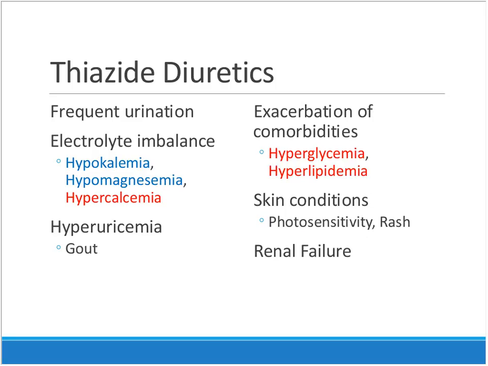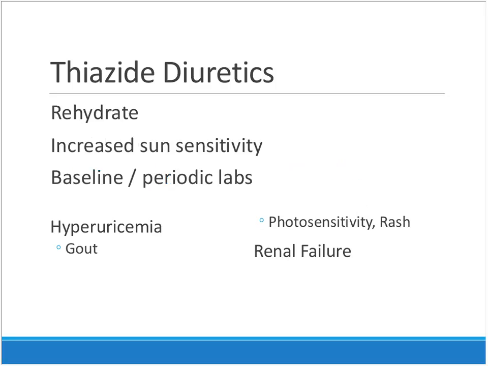These agents should also be avoided in patients who are prone to gout and renal failure due to increasing the amount of work that the kidney is having to do. And also the potential for rash and photosensitivity with thiazide diuretics. You're essentially dehydrating an individual. There's less water in the skin, so therefore they're more prone to burning as well.